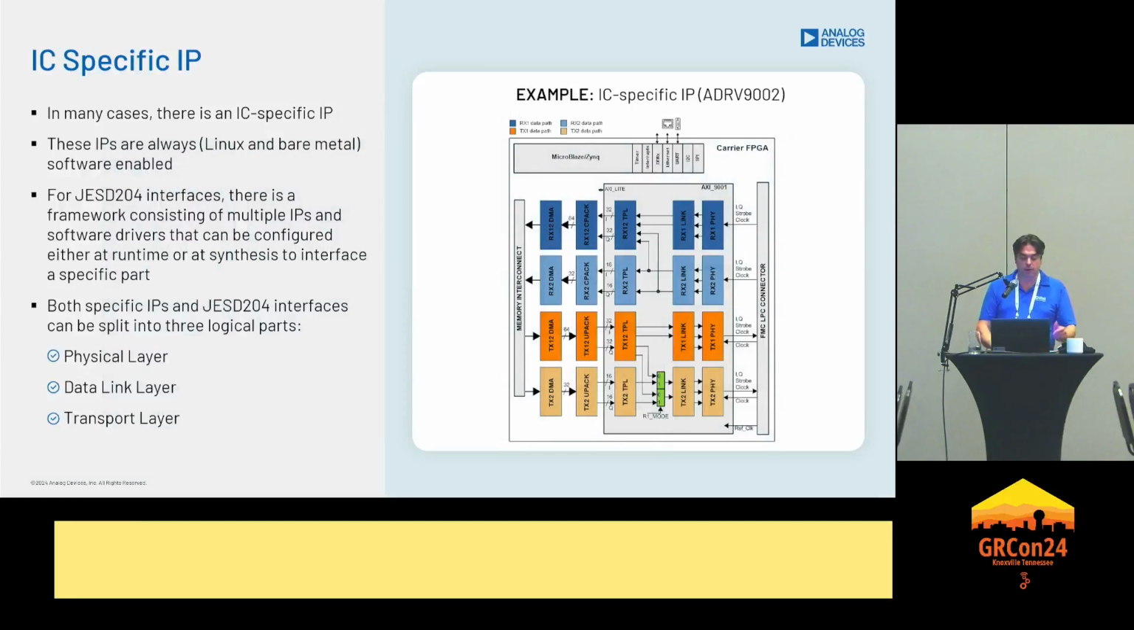Then there's also the IC-specific IPs. I have an example here. John Graf talked about Navassa, our ADRV9002. Of course, we also have an IP block for that. You can see it on the right. It kind of always follows the same split in physical layer, data link layer, transport layer, and they're all software enabled.